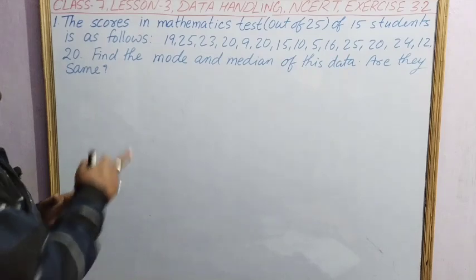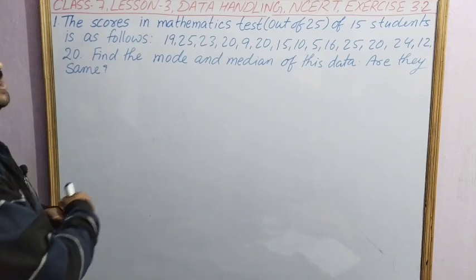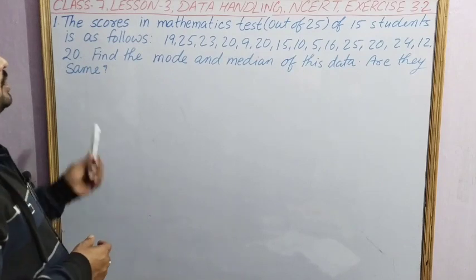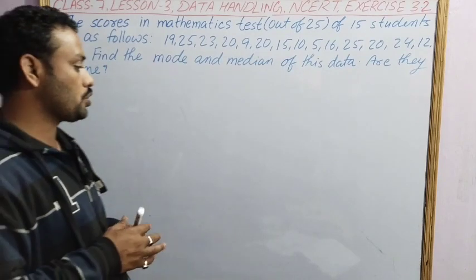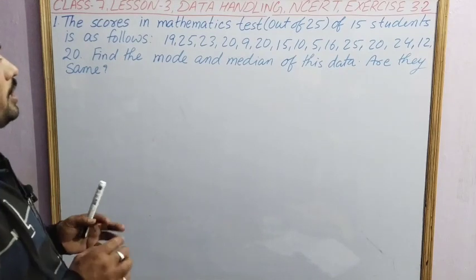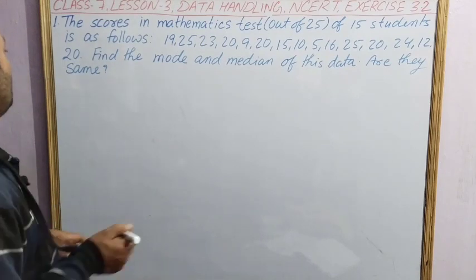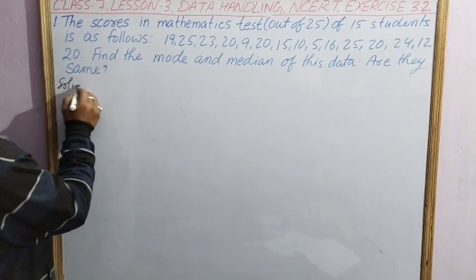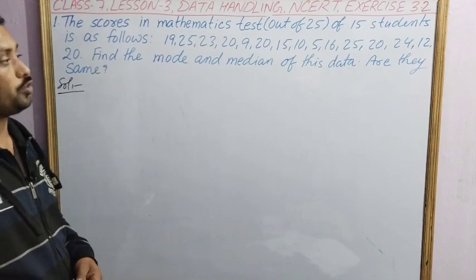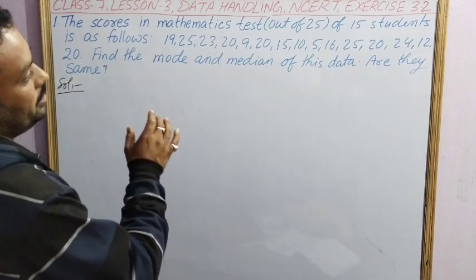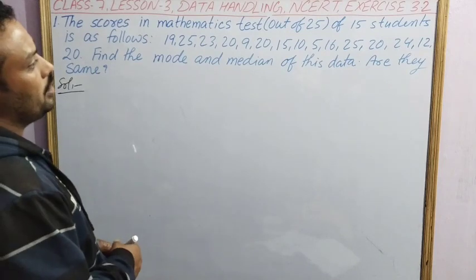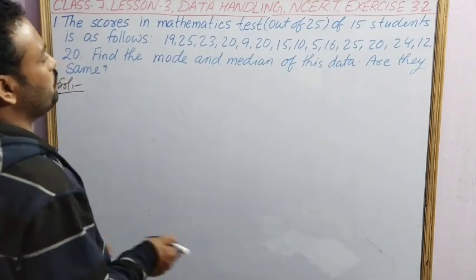Here we have to find the mode and median of this data. Are they same? In this you have a total of 3 questions. You have to find mode, median, and lastly say whether they are same or not. For solving this, first we will arrange the given data in ascending or descending order. Let us first see which is the smallest. We will arrange them in ascending order.